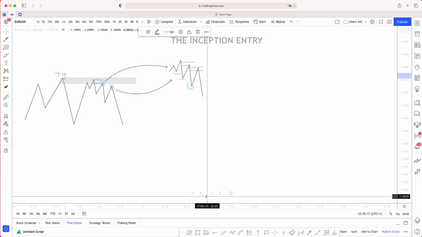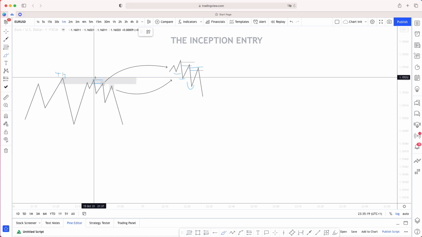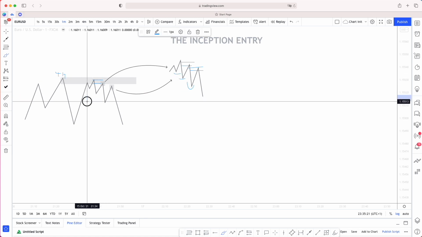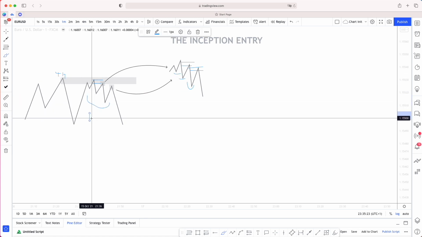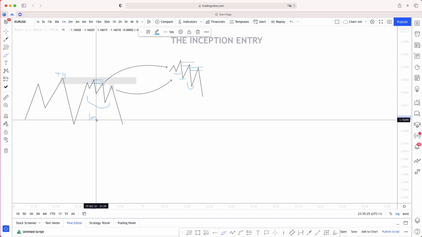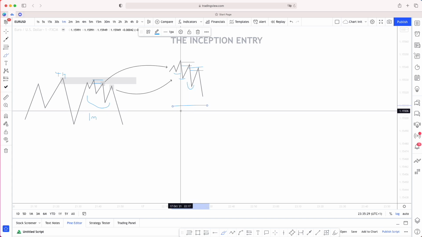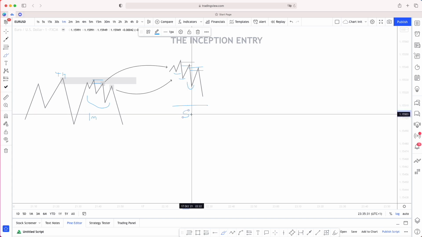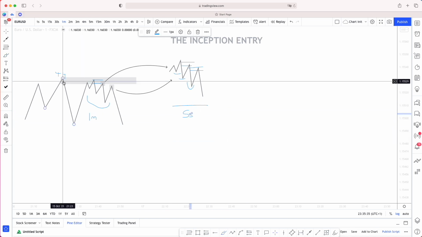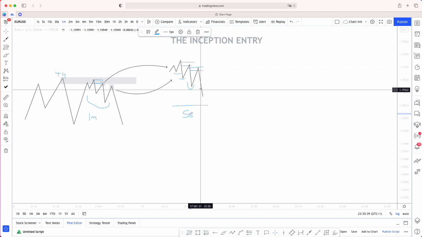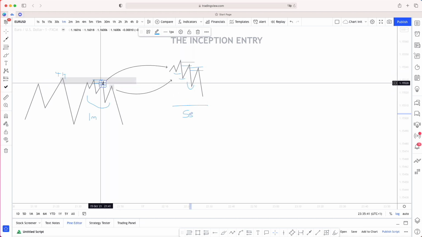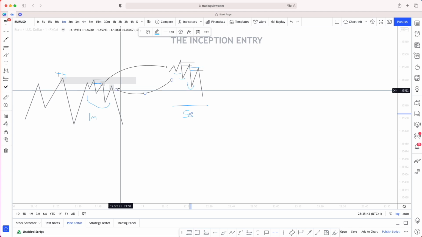Okay, and then say that this is your 1 minute, and then this is your 5 second. So from a 4 hour we have this 1 minute confirmation, and then we have a 5 second confirmation, either on the first entry point or the second one.